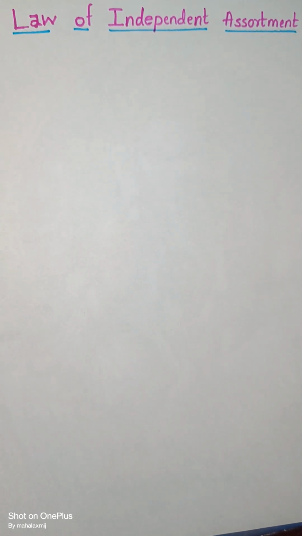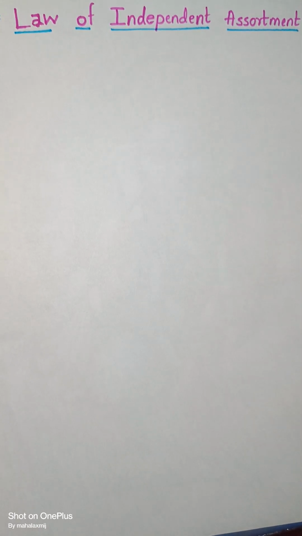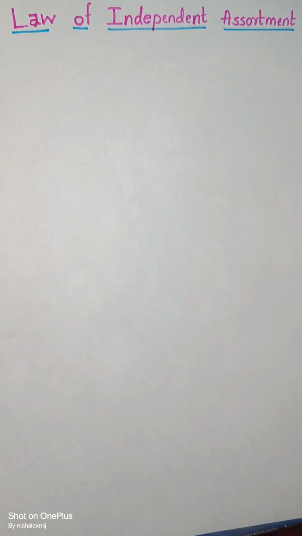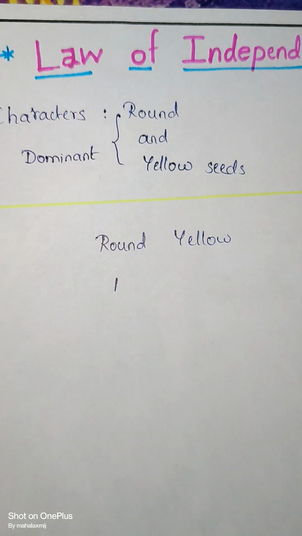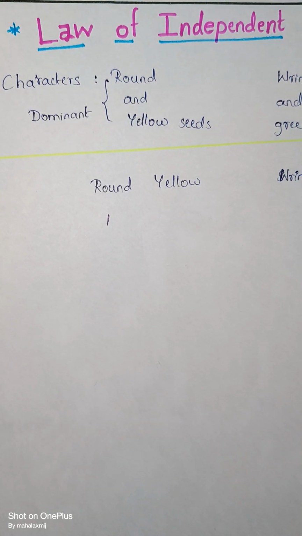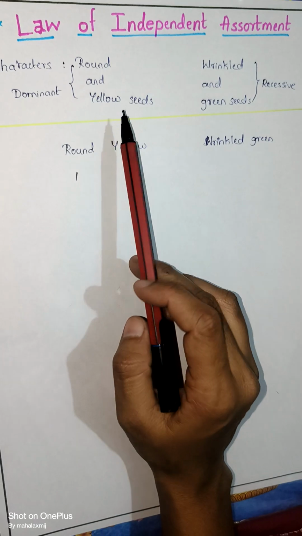I am Mahalakshmi JK. In the previous videos we have learnt about the introduction part, law of dominance and law of segregation. Now we'll proceed to the third law, that is law of independent assortment. This law of independent assortment is also known as dihybrid cross. It is called dihybrid cross because we are taking two characters here.